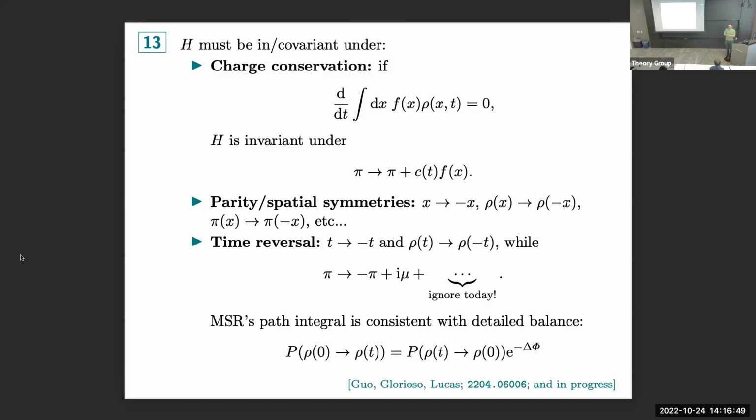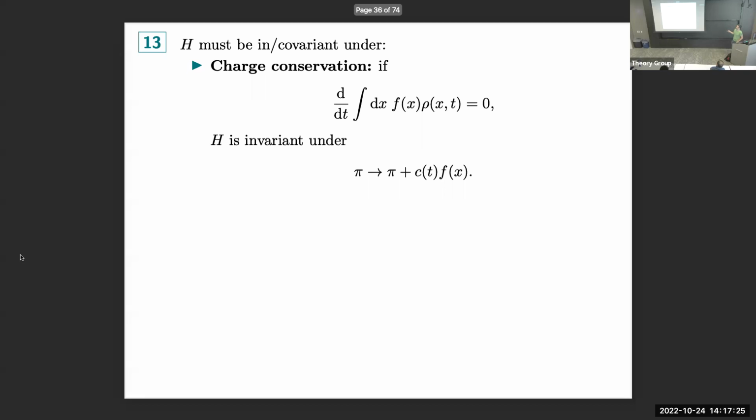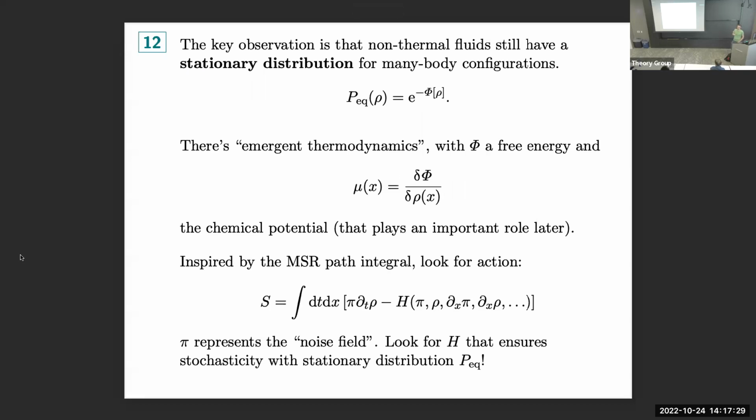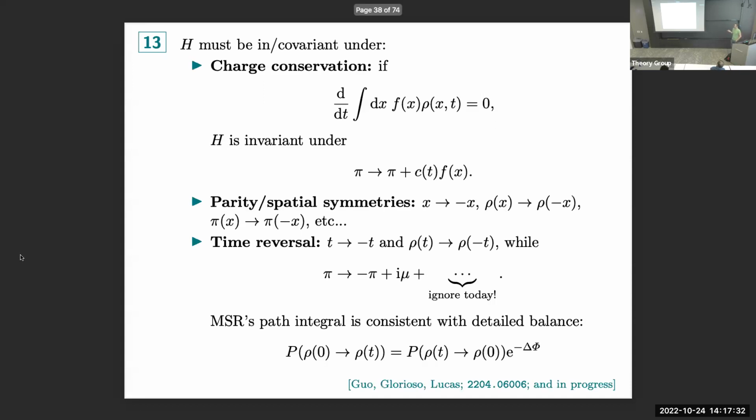The interesting symmetry in this problem will be time reversal symmetry. Under time reversal symmetry, you'll find that pi, this auxiliary noise field that you have to introduce to describe dissipative dynamics with an action, will have to flip sign, but also shift by a constant offset. You can actually argue for this form purely on EFT grounds: the only possible Z2 transformation on pi that doesn't involve an infinite order Taylor series. But you can also check that when you make this particular choice, remember mu was defined in this way as a quote unquote chemical potential, and with that definition of mu, you find that the MSR path integral obeys detailed balance.